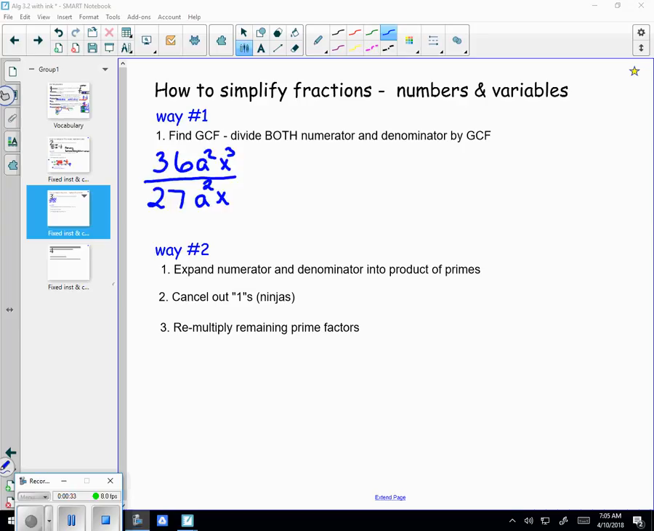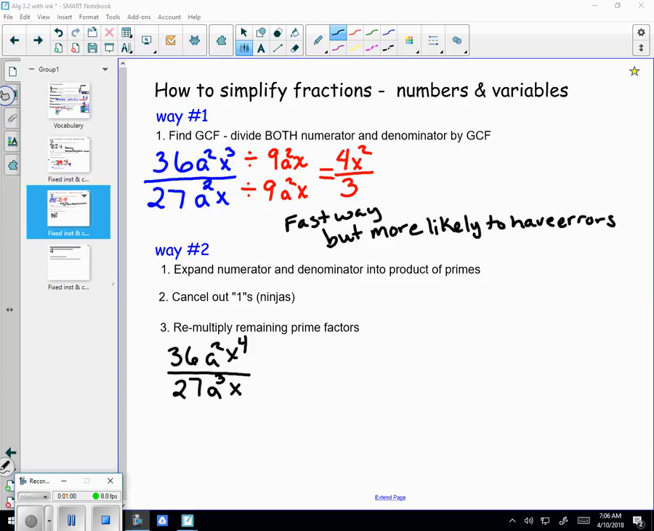36a squared x cubed over 27a squared x. If I know the GCF, then I can simply divide that out of the numerator and denominator. And then I simply do my division and get my answer in simplified form. And you're done. This is the fast way, but it is prone to mistakes.